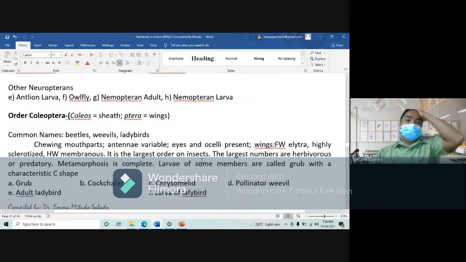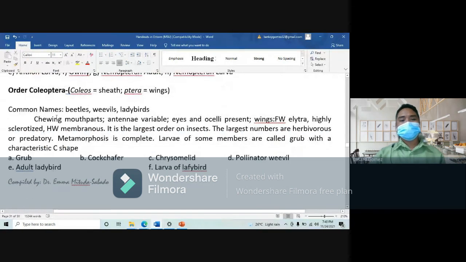The other order is the Coleoptera, which consists of two words. Coleo means sheath, and ptera means wings. The best common examples of this order are the beetles, the weevils, and the ladybirds. These insects are considered shield insects. The antennae are variable, and eyes and ocelli are present.